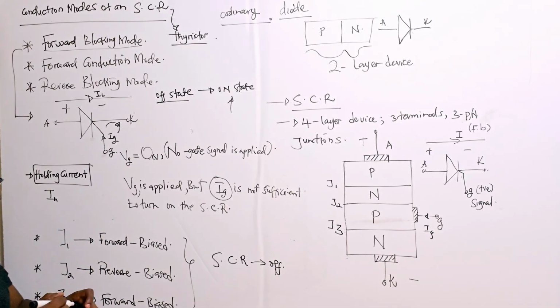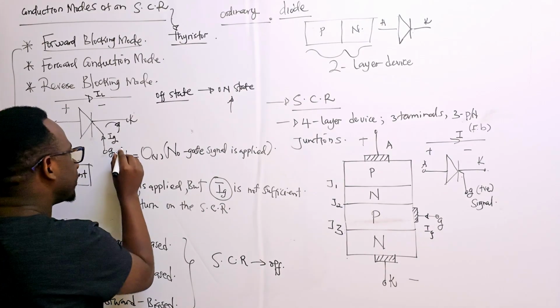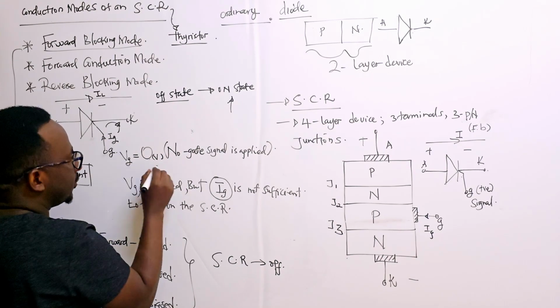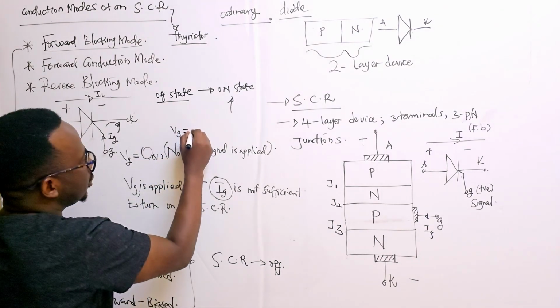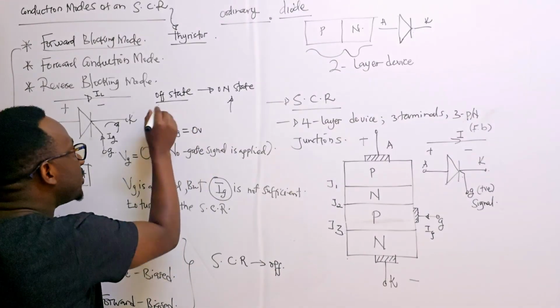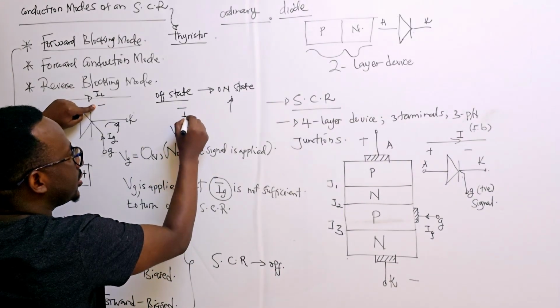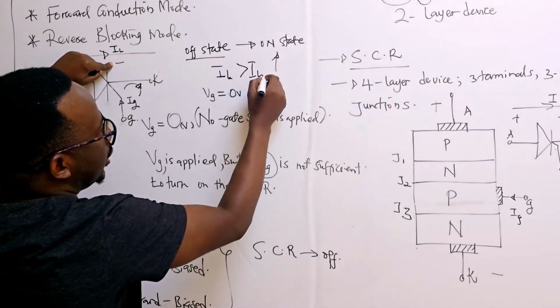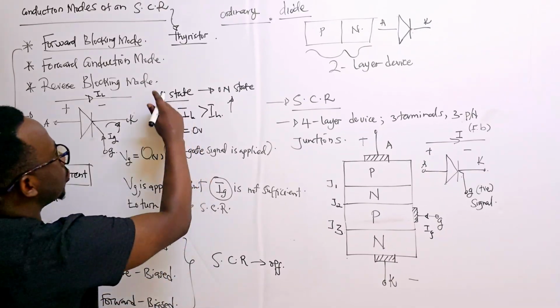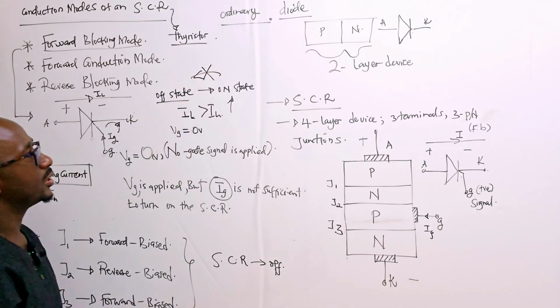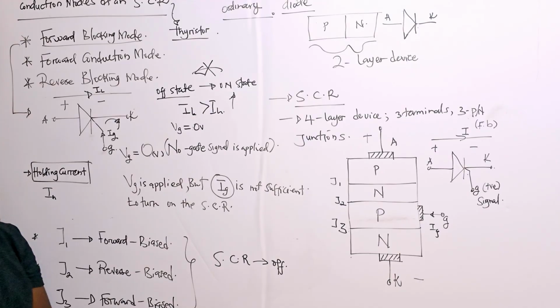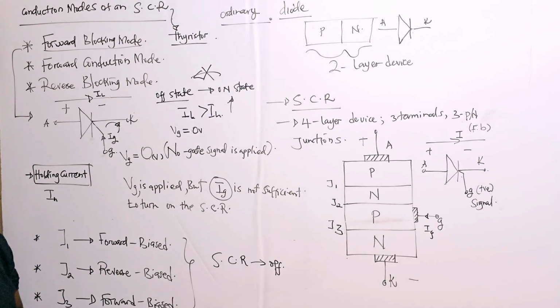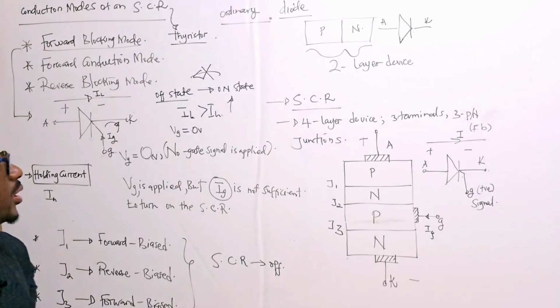So what happens is that once the SCR is in the full on state, it will not go off even if we turn off VG, even if we set VG, the gate voltage or signal, to 0 volts, so long as IL, the load current flowing through the anode and cathode, is greater than IH, the holding current. The device does not go back to the off state. That is very important. That is one other difference we have with an ordinary diode.